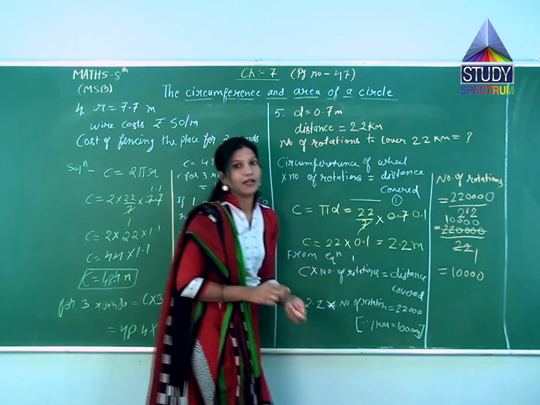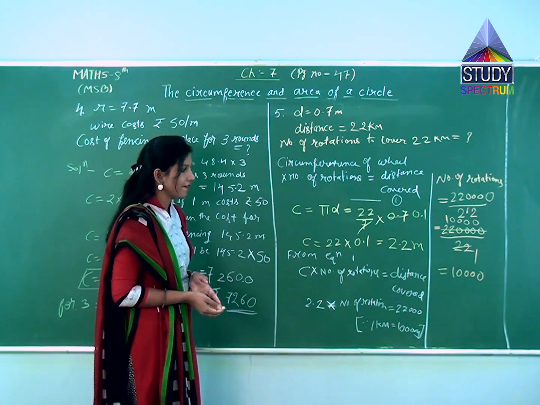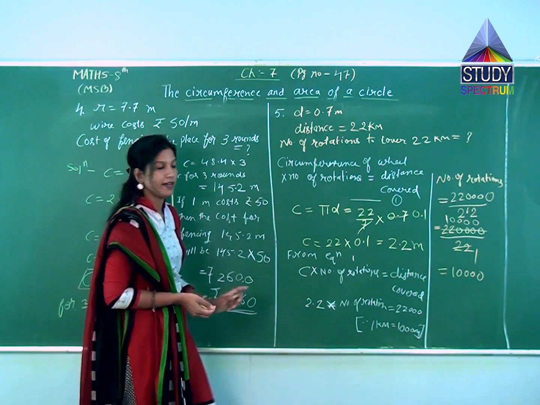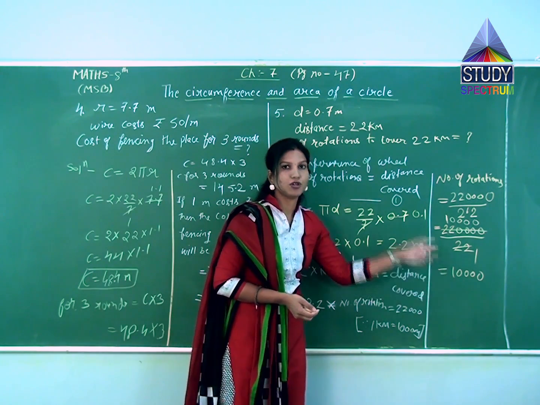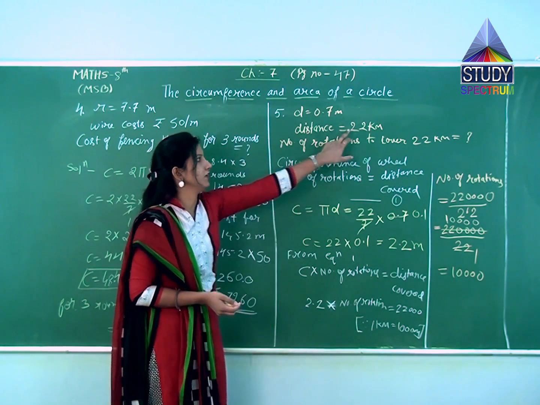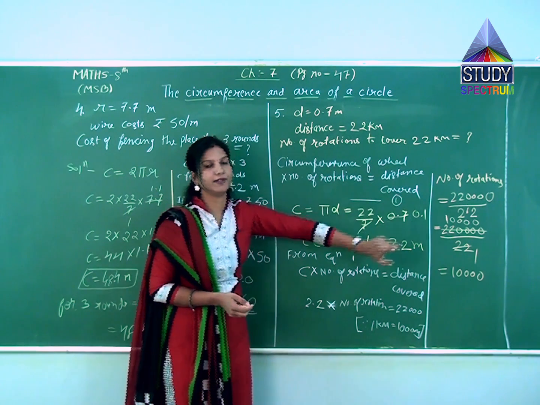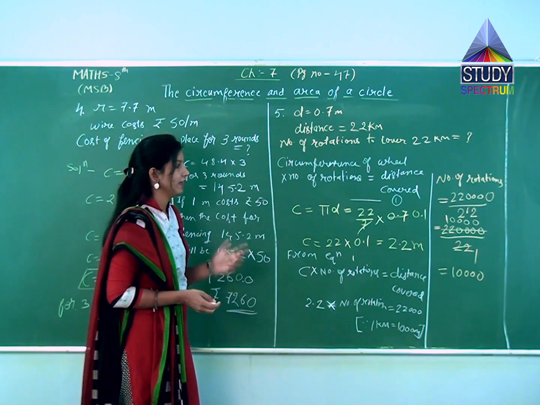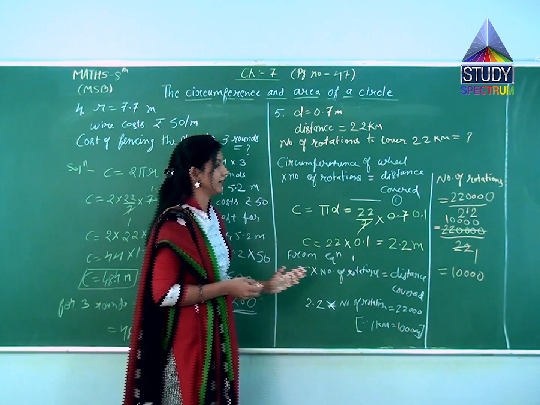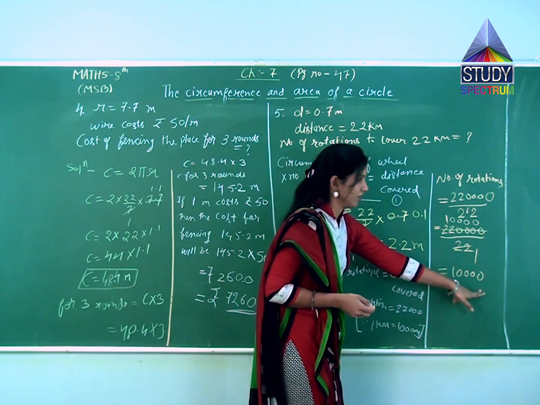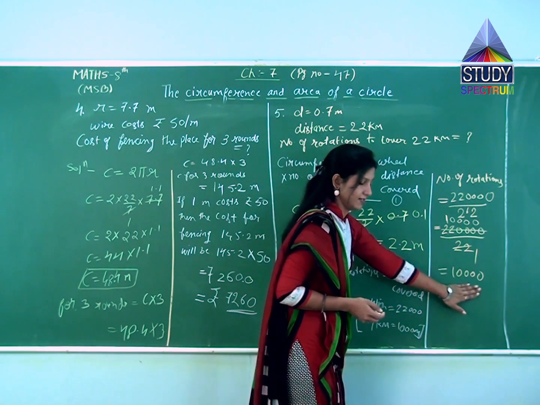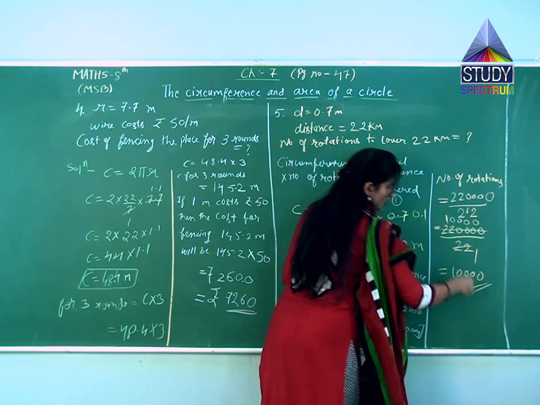What does it mean? It means the wheels of the bus must rotate 10,000 times to cover a distance of 22 kilometers. If the bus has to cover a distance of 22 kilometers, then the wheels must rotate 10,000 times. So this is our required answer: 10,000.